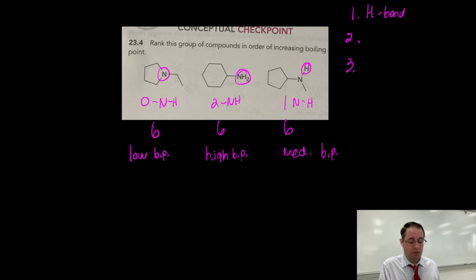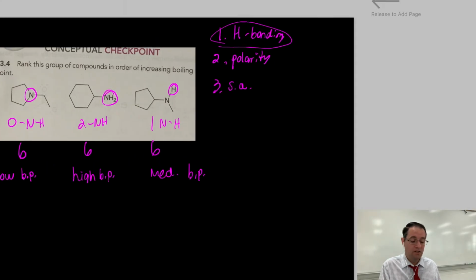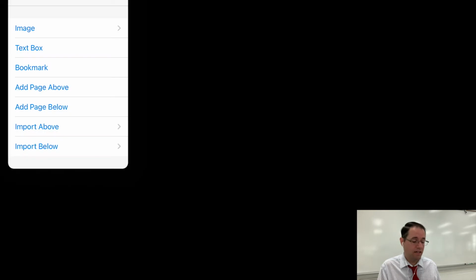So remember to go down that list. Always look for hydrogen bonding first, make your call. If they're all equal, then look for polarity. And then if they're all approximately equal, last-ditch effort is to look at surface area. So we solved this problem by looking at hydrogen bonding.